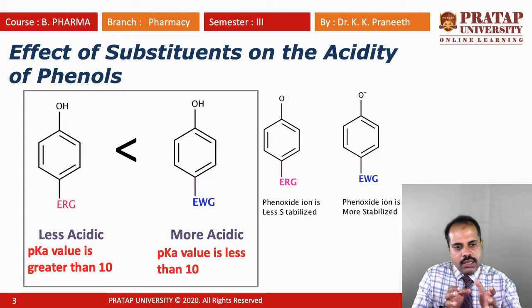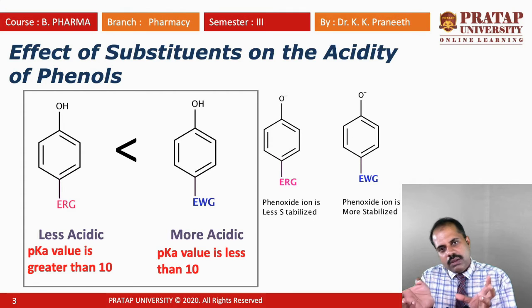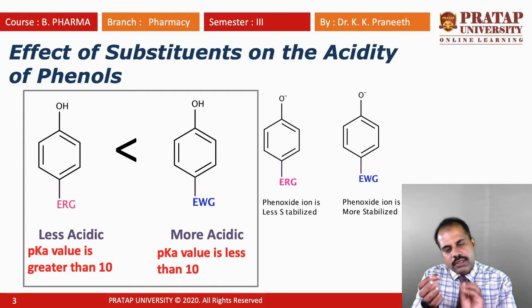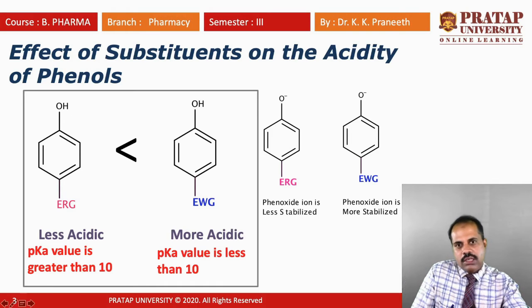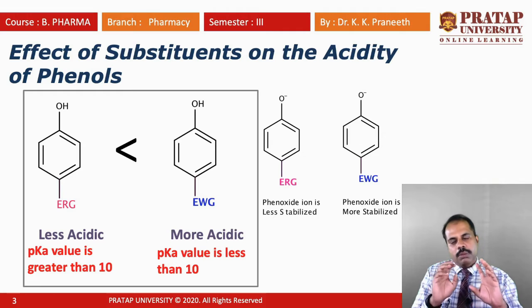So this is the reason behind the acidity changing. If you want a more acidic phenol, you just install an electron withdrawing group. If you want a less acidic phenol, you install an electron donating group. Like this we can change it, and this has a very important application in the preparation of medicines, chemical compounds, important chemicals, and in all the industry.